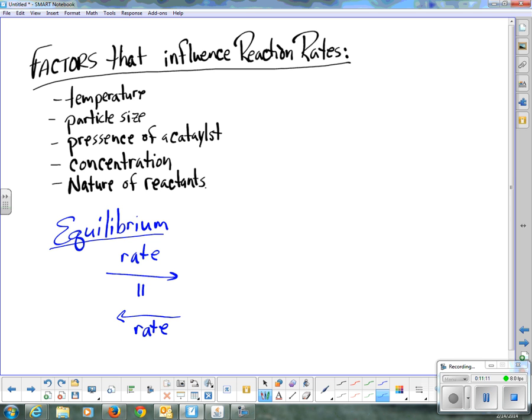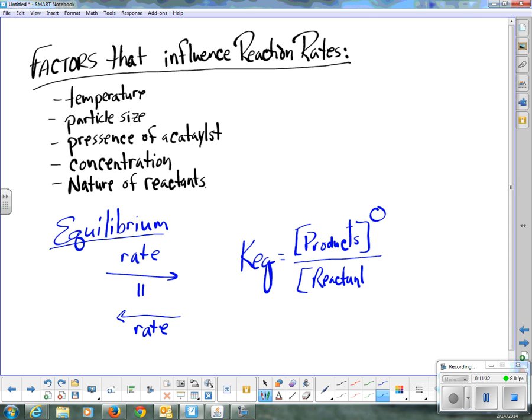For a reaction at equilibrium, remember we can do our KEQ, which is equal to the concentration of the products to their exponents divided by the concentration of the reactants to their exponents. And the only thing that can affect KEQ is temperature. So temperature will affect it.